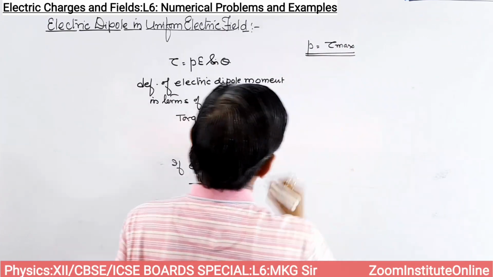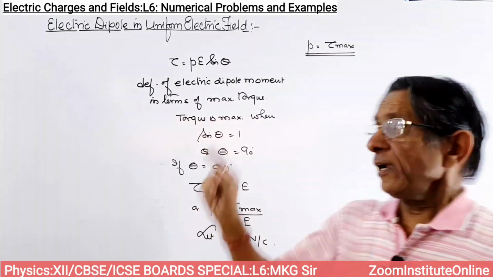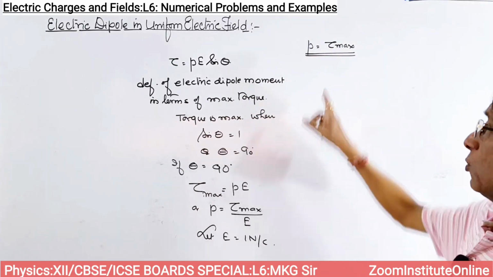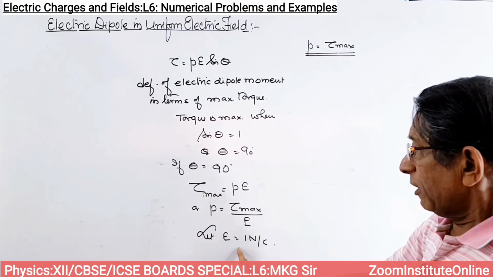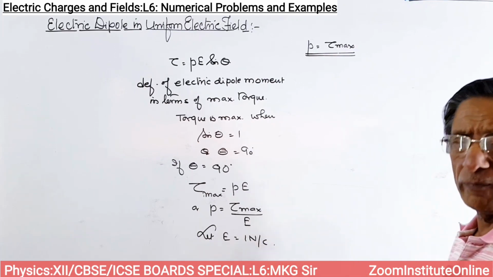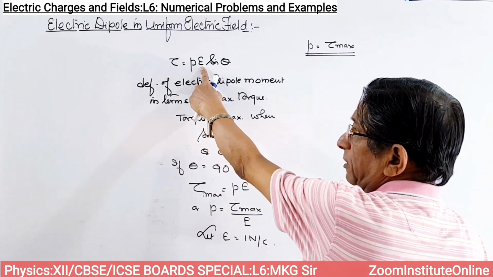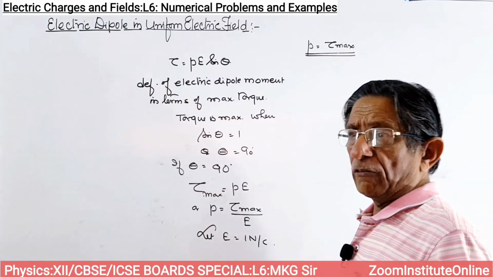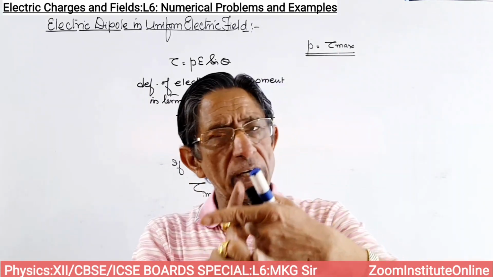So, what is the result? How will you define? Now, you can define. Electric dipole moment is numerically equal to the maximum torque acting on the dipole placed perpendicular to uniform electric field of 1 Newton per Coulomb. How will you define बच्चों? इलेक्ट्रिक डाइपोल मोमेंट मैक्सिमम टॉर्क के बराबर होता है कब? जब डाइपोल 1 न्यूटन पर कूलम्ब इलेक्ट्रिक फील्ड के परपेंडिकुलर रखा है.